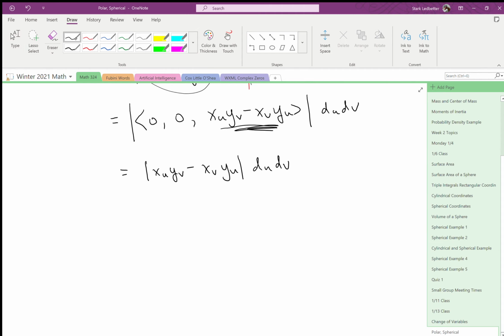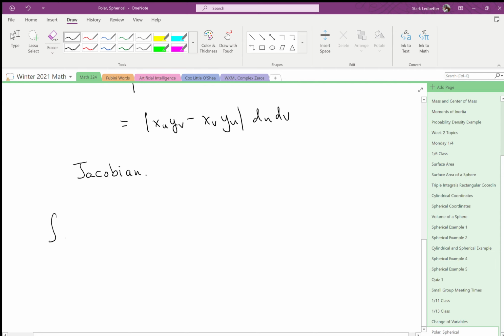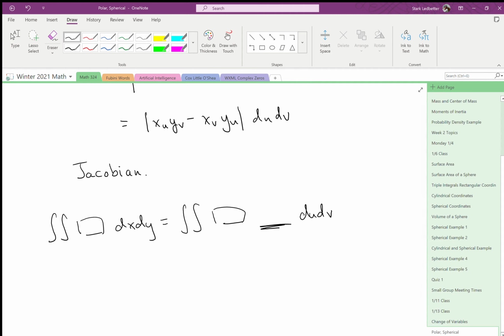So we call that the Jacobian. That's a matrix. And then basically the factor, when you have a double integral of some function dx dy, we want to switch to a double integral of some factor du dv, and we've got to multiply by a thing. For example, in polar coordinates, it was r dr d theta. So we've got to calculate what that r is, or whatever it is in the coordinates we're going to.